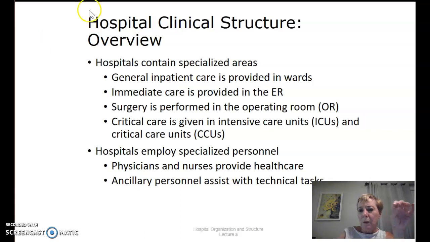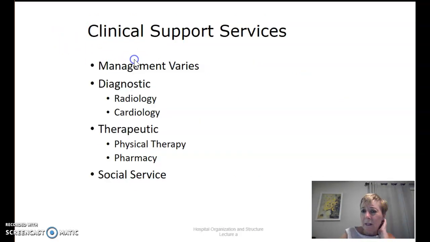So, overview, hospitals contain specialized areas. So, for example, inpatient care is usually done in wards. Immediate care is usually done in the emergency room. They do surgery in the operating room. Critical care is in the intensive care units or critical care units. And they can employ specialized personnel to assist with health care.